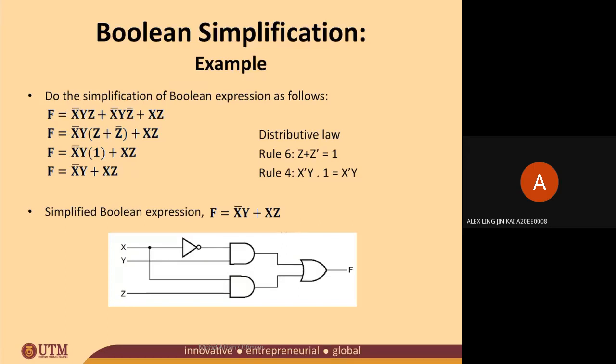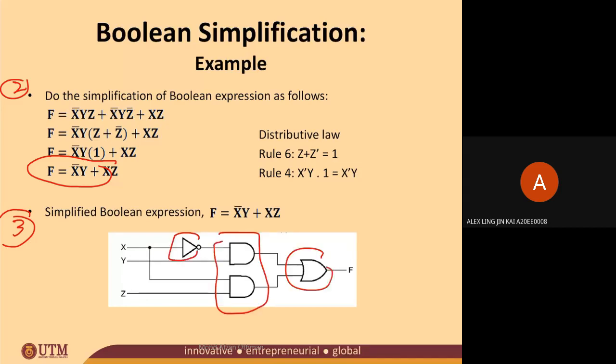Okay. So this is number 2. You do the simplification, and then from that simplified Boolean expression, you draw the logic circuit. So here, you have the NOT gate, the AND gate, and the OR gate, based on the simplified equation.